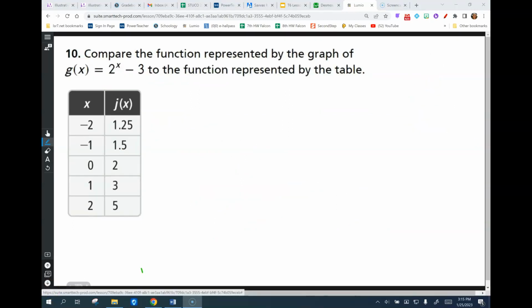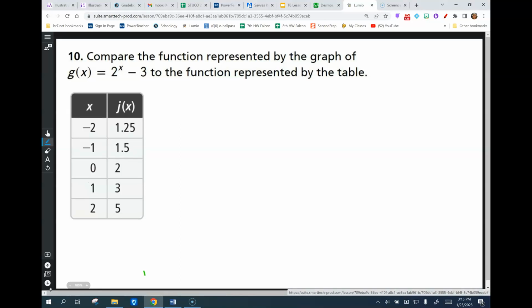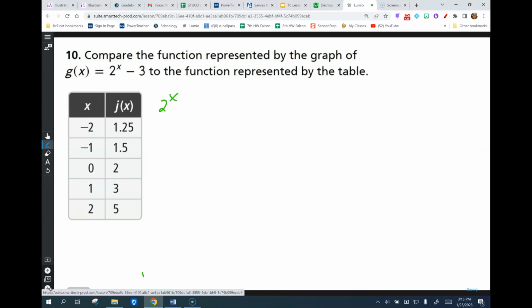Number 10, compare the function represented by the graph of g of x equals 2 to the x minus 3 to the function represented by the table. So a lot of times what's easiest is if we start off by looking at what is just 2 to the x. Well, if I have 2 to the 0 power, that's 1. 2 to the first power, that's 2. And it's easier to compare those than when we get up in these numbers right here.